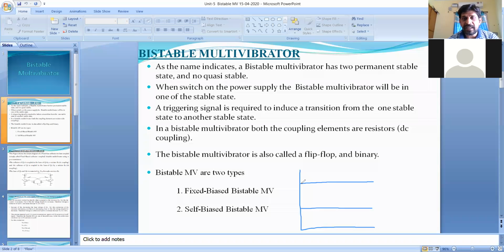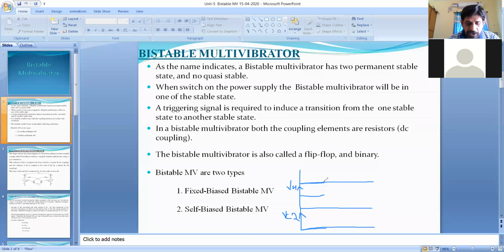Here I am not applying any trigger pulse. Let us assume Q1 is high, Q2 is low. This is across VC1 and this is across VC2. Until I apply a trigger pulse, the state remains the same.